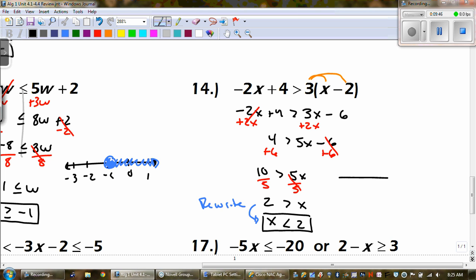Okay? So graphing that, 0, 1, 2, 3, 4. We are open at 2, and we're less than, so we're going to shade everything to the left.